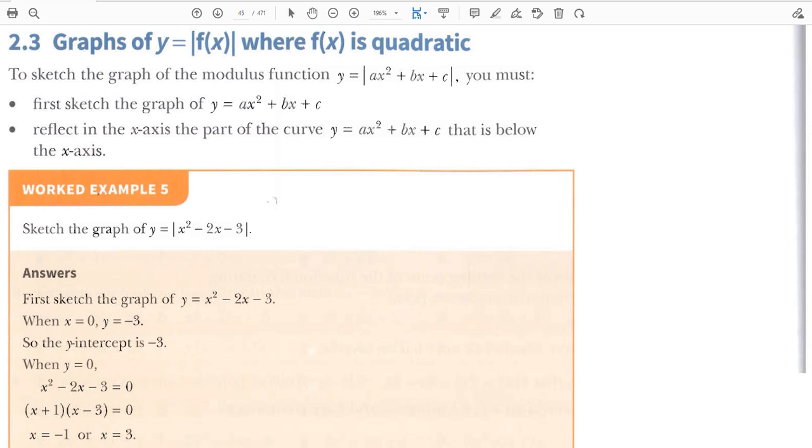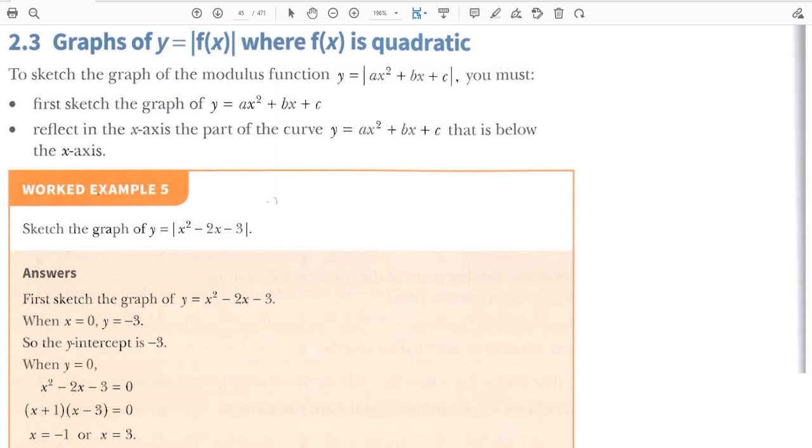Students, we have already done exercise 2.1 and 2.2 from chapter number 2, named Simultaneous Equations and Quadratics. Today we are going to start exercise 2.3, and the concept of exercise 2.3 is the graph of y equals modulus f(x), or you can say the absolute function of f(x), where f(x) is quadratic.